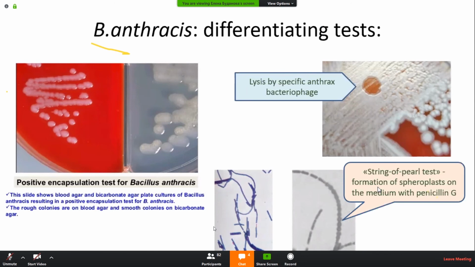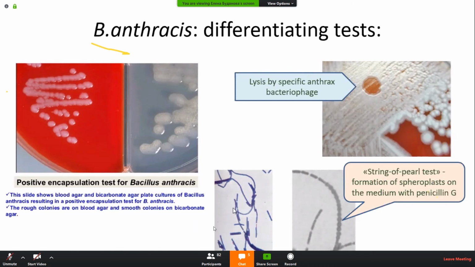And there is a very interesting test, which is known as the string of pearl test or pearl necklace test. What is the principle? They are gram-positive bacteria which are very sensitive to beta-lactam drugs, and they're destroyed by penicillin. Penicillin causes formation of spheroplasts. Spheroplast, I remind you, is a sort of L form of bacteria. When they form spheroplasts, they become oval or round, which under the microscope looks like a string of pearls.